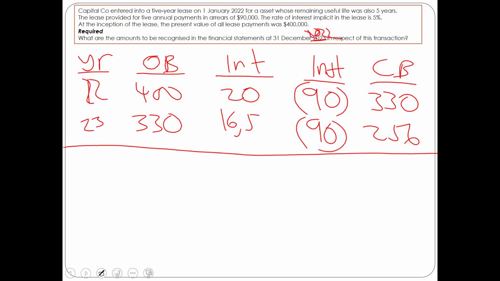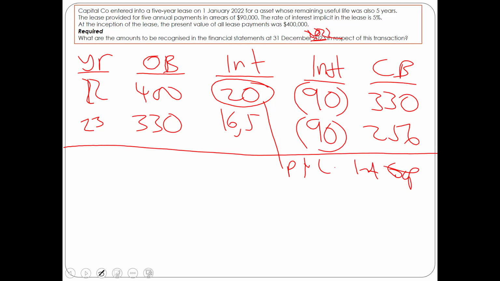Which means it's going to require more, which is the 5%. That's where the 5% comes in. So this 20 should then go to profit and loss. This is the interest expense for the year to 31 December 22, since this lease we entered on 1 January 2022. So we are going to recognize interest expense, or finance cost, of 20.